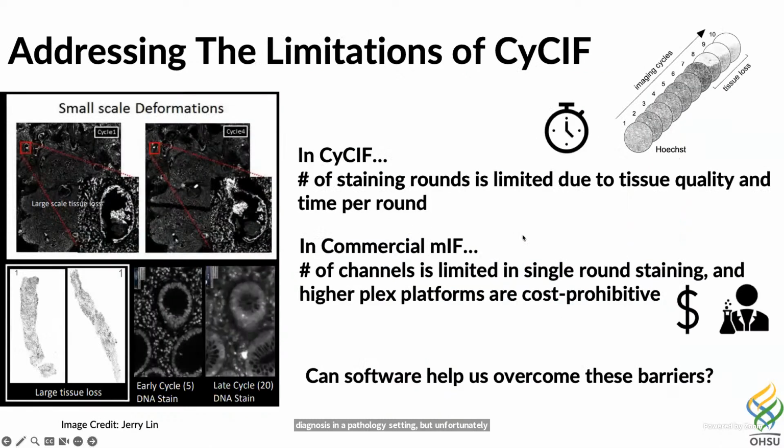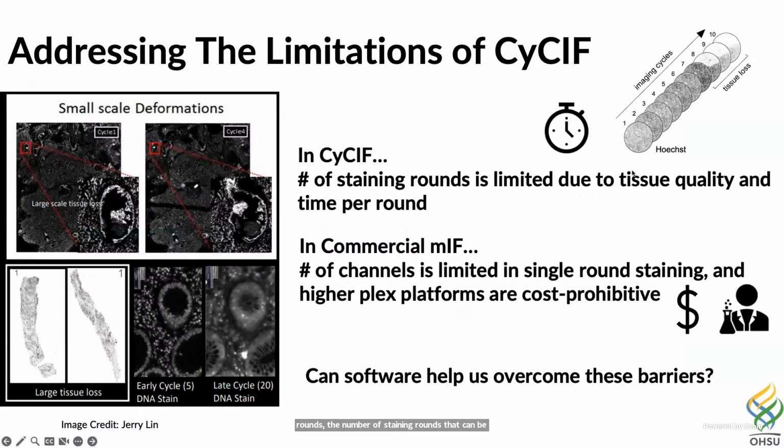Within CyCIF, one of the main limitations is time. The number of rounds that you can do is limited because one round takes up to 1 day to complete. Additionally, as you start doing more and more rounds, the number of staining rounds that can be conducted is limited by tissue quality, which degrades in later rounds.